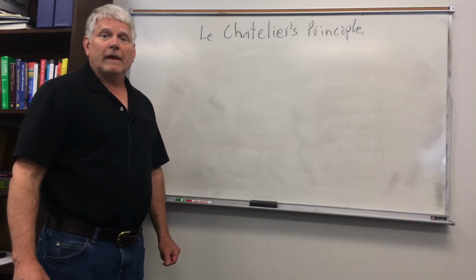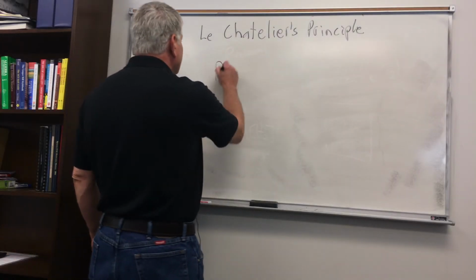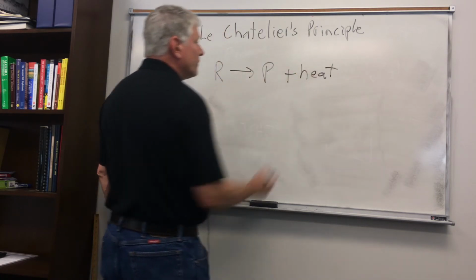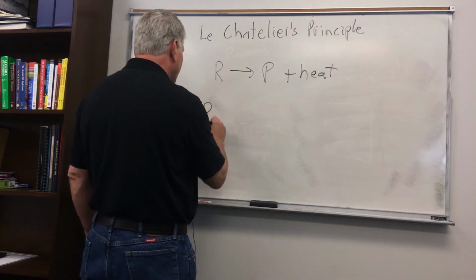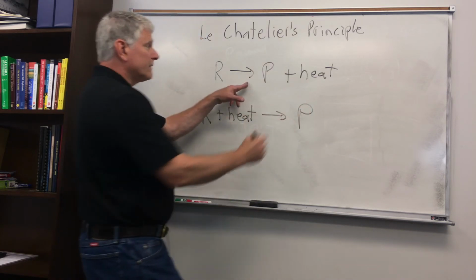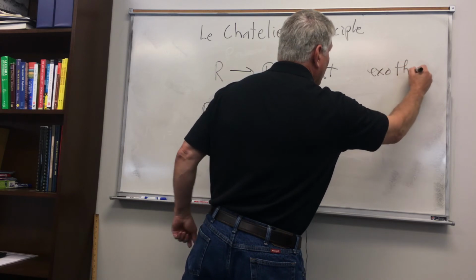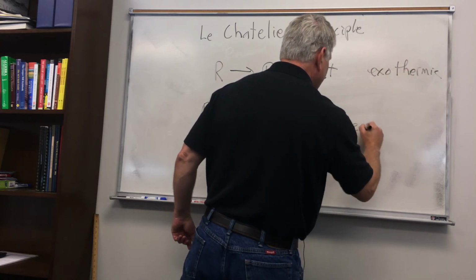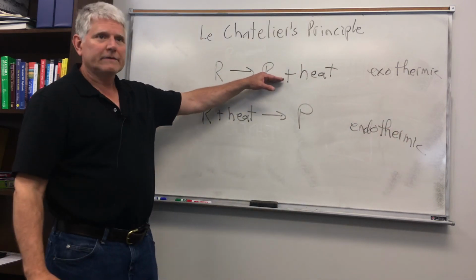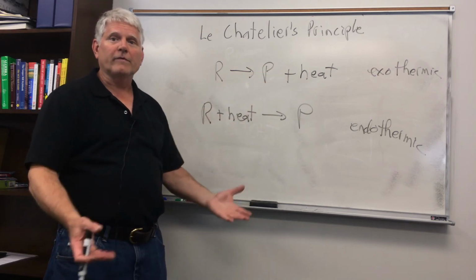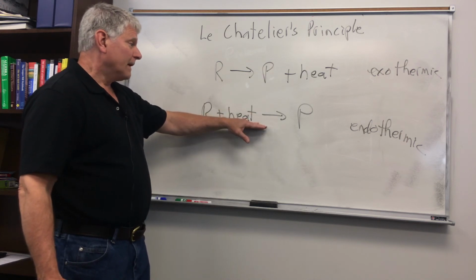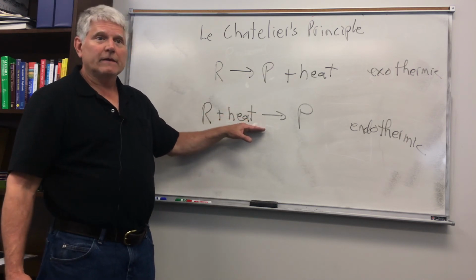The next thing we can talk about for Le Chatelier's principle is, say we have reactants going to products plus heat. Say we have an exothermic reaction, or we have an endothermic reaction. So this is exothermic, and the bottom reaction is endothermic. An example of an exothermic reaction would be like fire. If we start a fire, that chemical reaction releases heat that we can feel. An endothermic reaction requires heat to proceed.